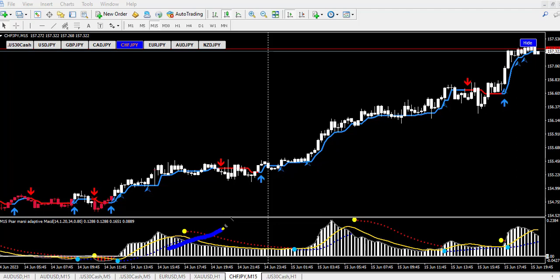So let us follow this particular strategy closely as I show you how to know if a signal generated will deliver or not. Now let's start from this particular point. At this point here, I have a buy signal generated here.